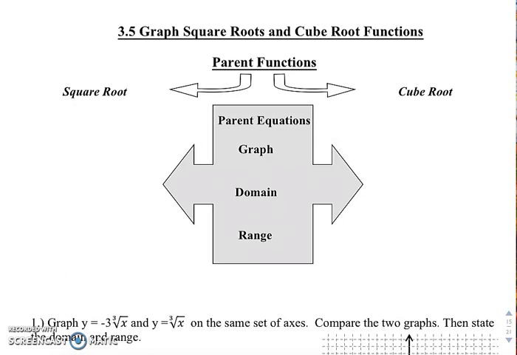We're going to look at graphing two types of radical functions. We're just going to graph the square root and cube root functions. So before anything is added or subtracted or multiplied, as always, to any of the functions we looked at so far, they have a parent function for each.